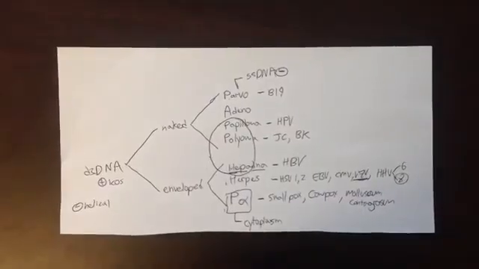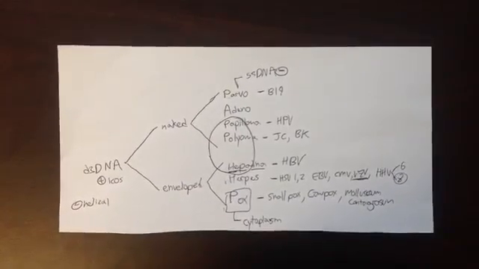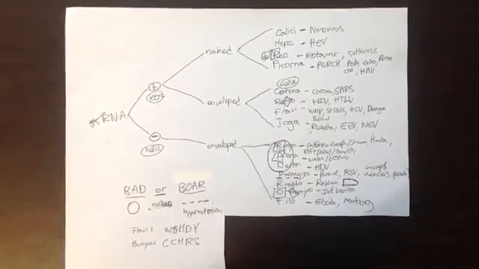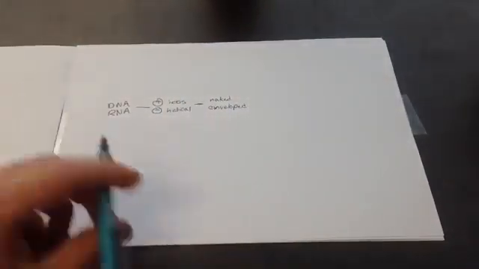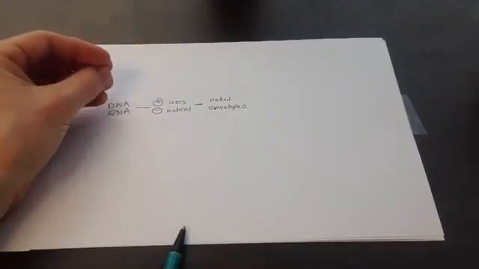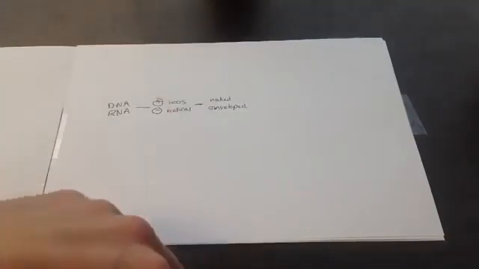Here's the final DNA mnemonic. And here's the final RNA mnemonic. To make these trees, we have a few patterns that we look at. We start at the most inner component, DNA, RNA, and then we work out to the most outer component.